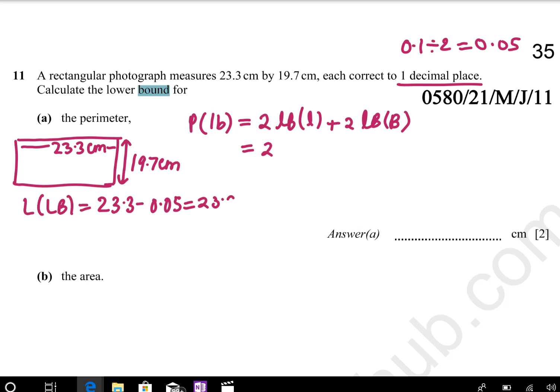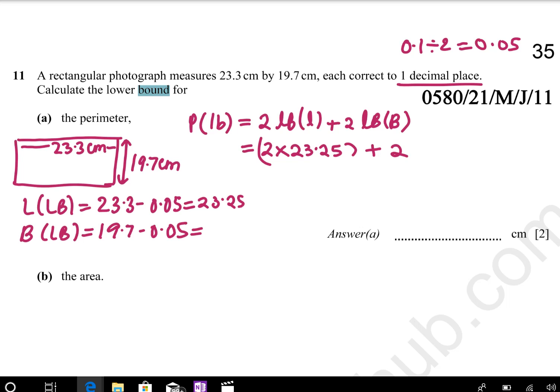So 23.25. So lower bound of length is 23.25. Now to that you're going to add 2 into lower bound of breadth. So breadth lower bound equals 19.7 minus 0.05, and let me see what's the answer. So 19.7 minus 0.05, that gives me 19.65. So I have 19.65 as my lower bound of breadth.